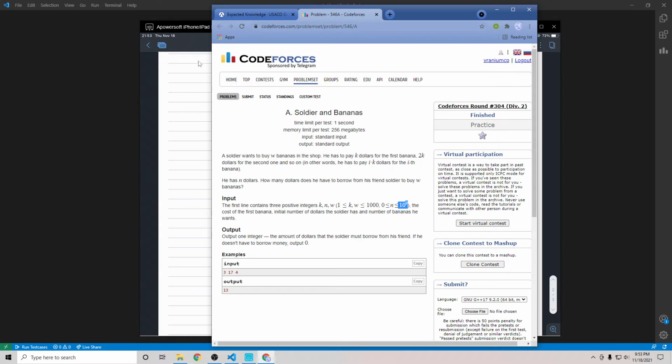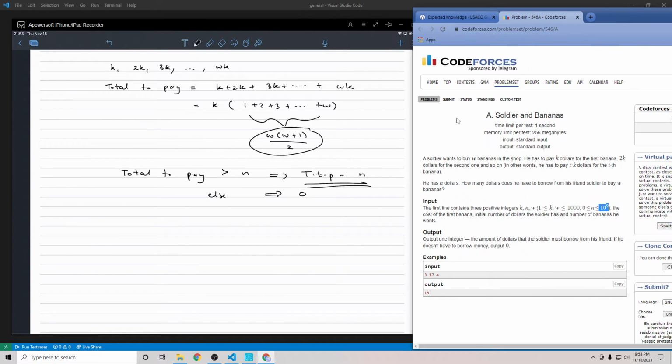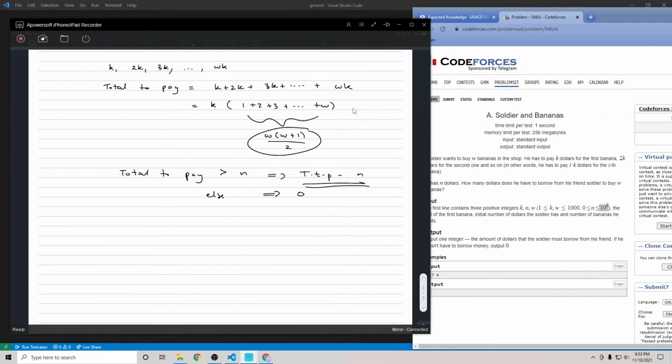So let's check if we can ever get overflow, right? Actually, let's move you to the side and move you here so we can read you both at the same time. So, can there be overflow? I was thinking maybe we should use a long, but let's just clarify that an integer is more than enough. So let's just take the worst case scenario. K is 1,000, W is 1,000, and N is a billion.